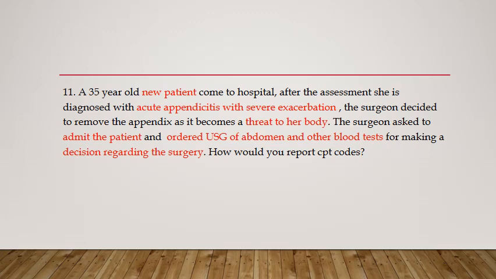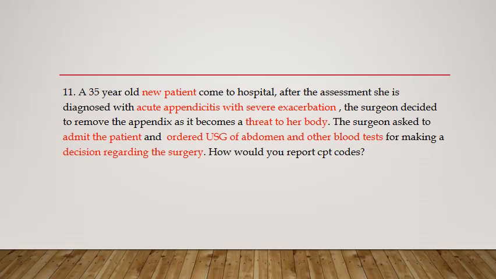Next question. A 35-year-old new patient comes to the hospital. After the assessment, she is diagnosed with acute appendicitis with severe exacerbation. The surgeon decided to remove the appendix as it becomes a threat to her body. The surgeon asked to admit the patient and ordered USG of abdomen and other blood tests for making a decision regarding the surgery. How do you report the CPT code?